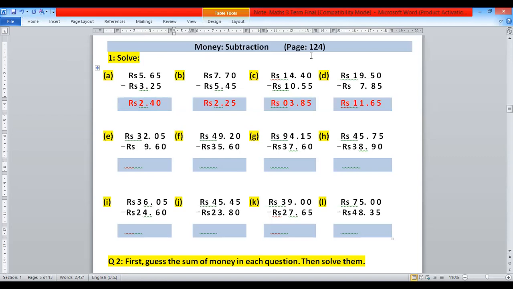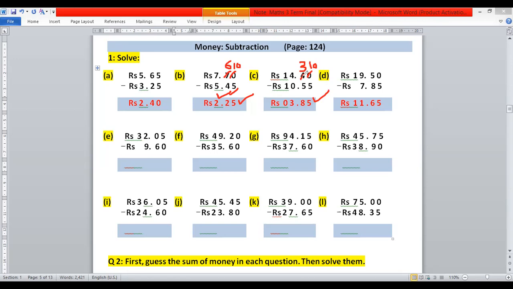Look at the answers. Answers are written in front of you. I am going to explain the answers here. First we take one carry, we get 6, and here we add 10. 10 plus 0, 10. 10 minus 5, 5. 6 minus 4, 2. 7 minus 5, 2. Here first we take one carry, here we add 10. 10 plus 0, 10. 10 minus 5, 5.